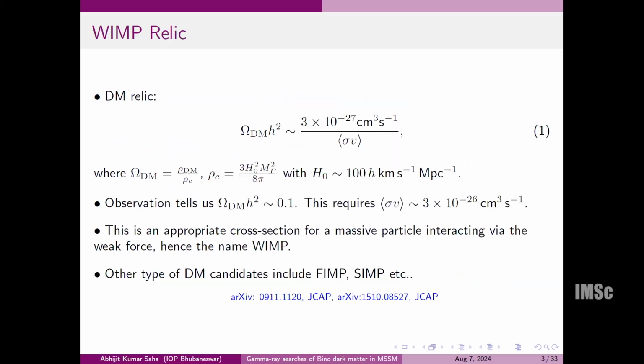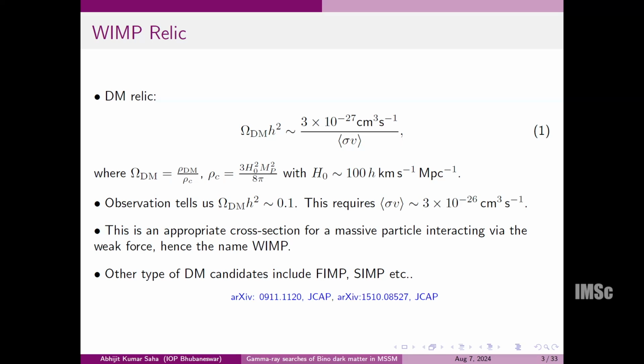In the next slide, the relic density of the dark matter, this is an analytical approximated expression for the relic density, which tells you that the relic density of dark matter is inversely proportional to the interaction cross section of the dark matter. Relic density is defined by the ratio between the energy density of the dark matter and the critical energy density of the universe, with rho_c the critical energy density and the present Hubble parameter of the order of 100. Observation, generally measured by Planck, WMAP and other cosmological experiments, requires a dark matter interaction rate of around 10^-26 cm^3 per second. This is an appropriate cross section for a massive particle interacting with the weak force, hence called a WIMP, or weakly interacting massive particle.